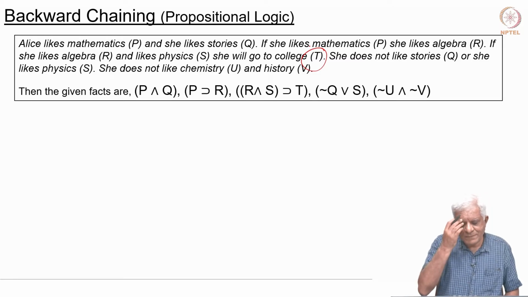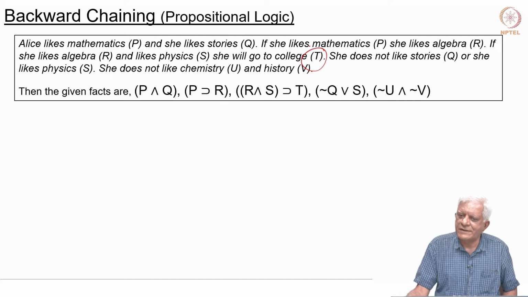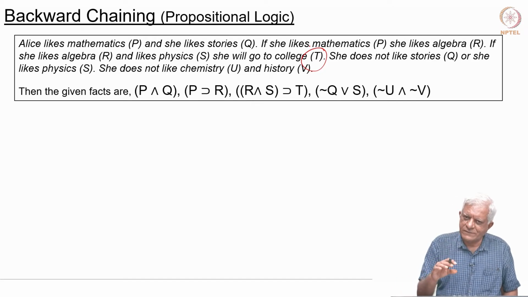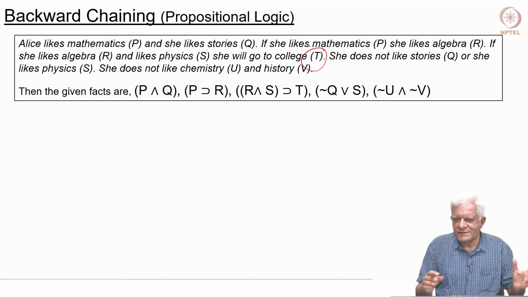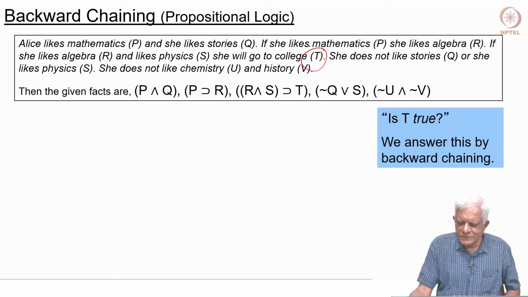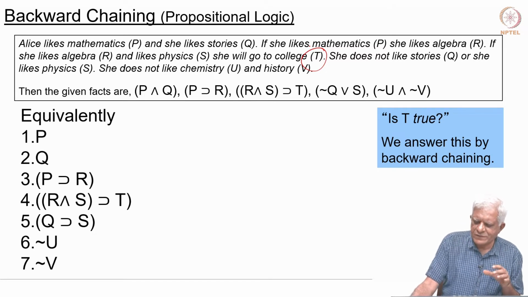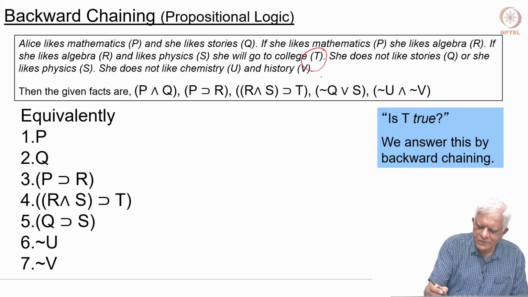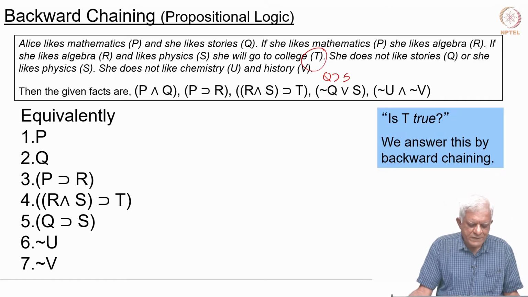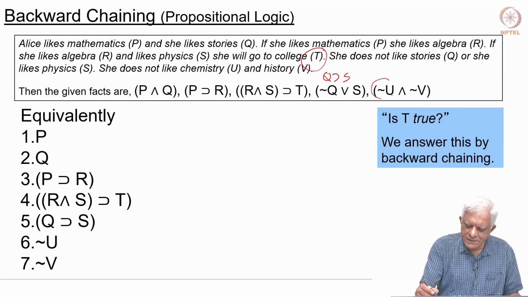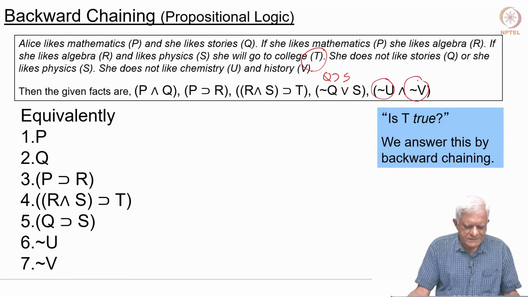In forward chaining, we kept adding new facts till we struck upon T. In backward chaining, we are more focused. We start with T and ask what is it that will make T true? Is that there in the knowledge base or not? So, is T true? We answer this by backward chaining. First, we have transformed our program a little bit here. We have replaced not Q or S by saying Q implies S. It just makes life a little bit simpler, and we have broken down this formula not U and not V into two separate formulas essentially.